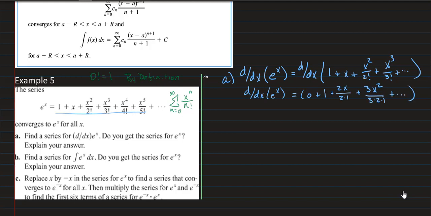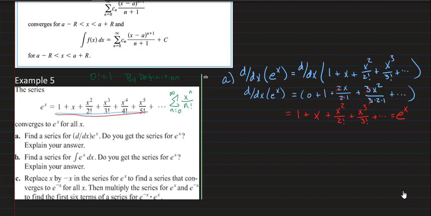Now let's simplify this and see what we get. I don't need the 0. I get the 1. And then these 2's are going to cancel out, and that's just going to give me x. These 3's are going to cancel out and give me x squared over 2 factorial. And if I would have kept going, the next term would have been x cubed over 3 factorial, and so forth and so on. And guess what that's equal to? That's equal to this series expansion over here. That's just e to the x. Well, the derivative of e to the x is e to the x, so this works.